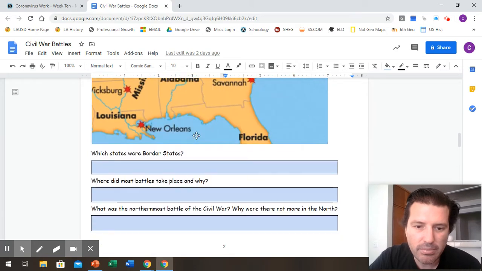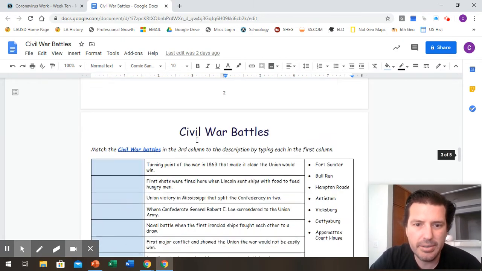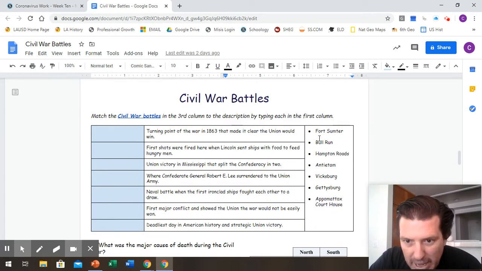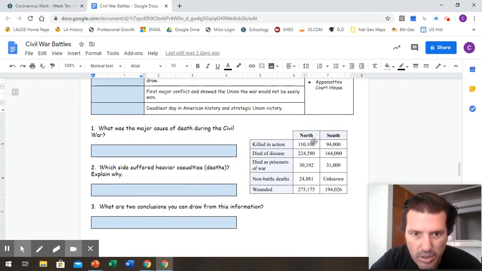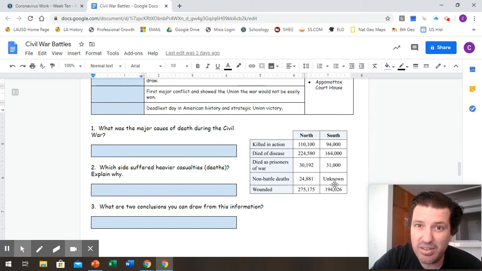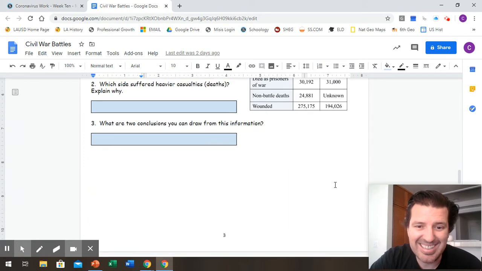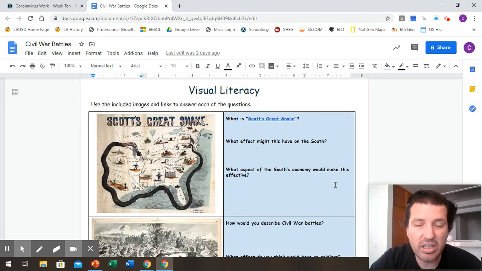Okay. So you answer some questions there. You'll match some battles and events here with their description. So you'll write, for example, Fort Sumter here or here or here, and answer a few questions according to the data here. All right. About 700,000 people died in the Civil War. A lot of people, especially for the 1860s.